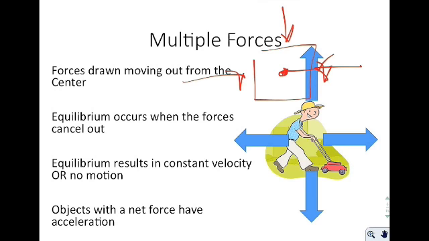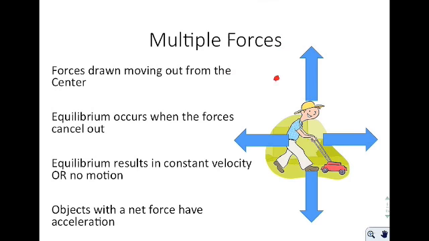What we call equilibrium occurs when all of the forces cancel each other out. So for example, you have a force down, you have a force up. Those are equal, so they cancel each other out. Equilibrium results in a constant velocity or no motion. Whenever there is a net force present, it results in an acceleration.